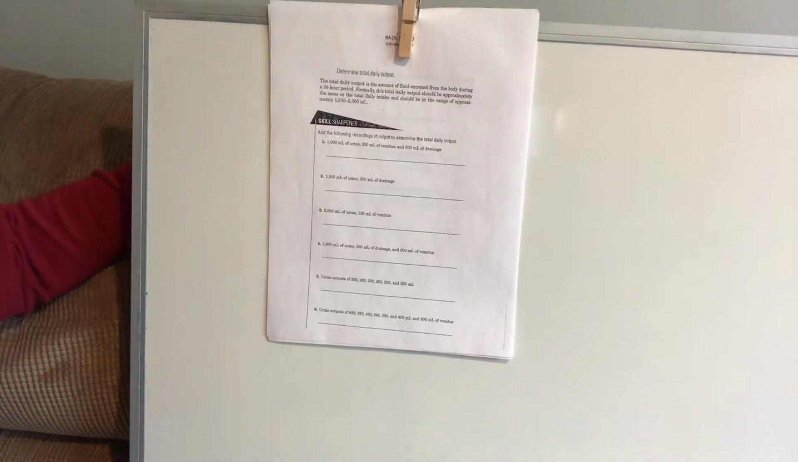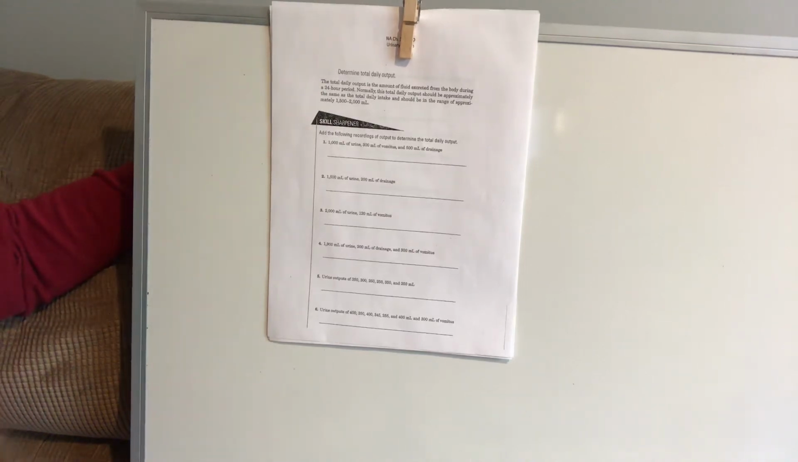Here on the daily output. So we know that there are 24 hours in a day. So we are going to add up all of the output that the person has for the entire 24-hour period of time, and that's what we are going to be recording as the daily output. So that means any fluid coming out of the body is going to be counted.